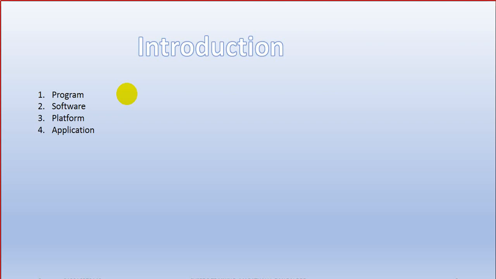Okay. And software and platform. What is a platform? Any idea? Operating system is also a software. What is a platform? Okay, so a platform is also nothing but a software, but where we can write our programs and run the programs, that means execute the programs.